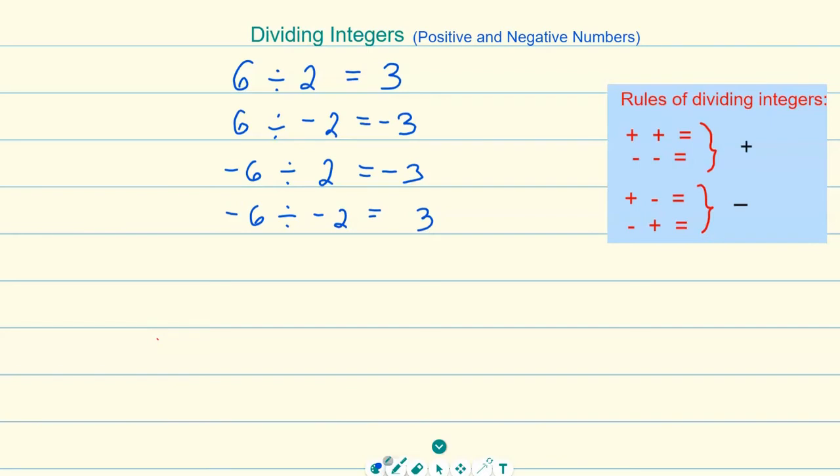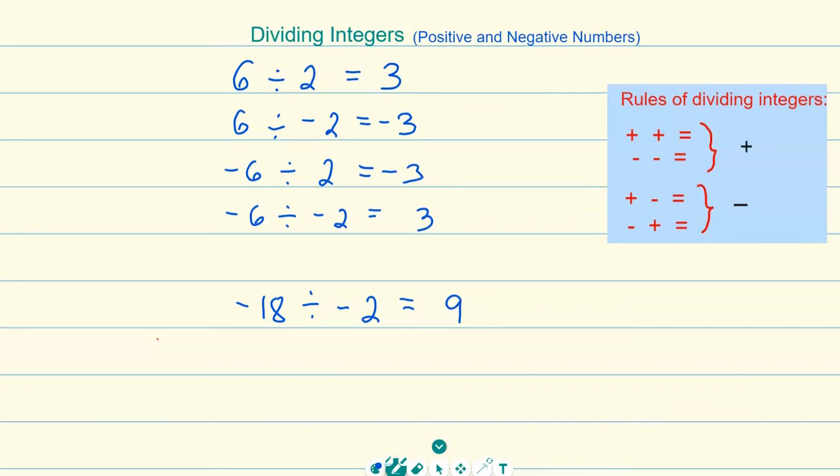Let's try another example. If we have negative 18 divided by negative 2. So what's your answer for that? 18 divided by 2 is 9. Negative, negative, so we have the same sign. So that means it's positive. So your answer is positive 9.